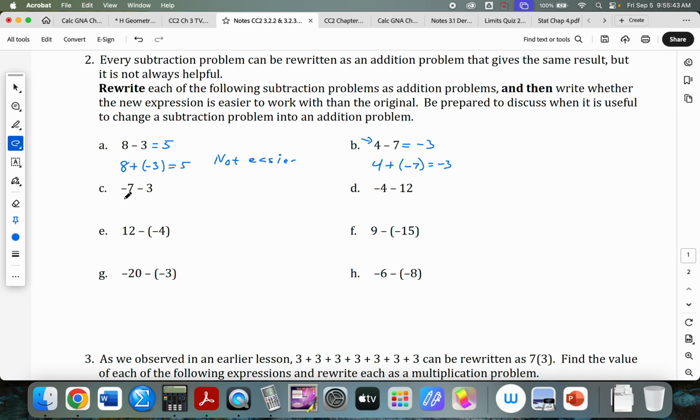Let's take a look at this one. Negative 7 minus 3 is what? Negative 10. Another way to write that would be negative 7 plus a negative 3. Is the second one easier? Yeah, I think they're about the same. What do you guys think?